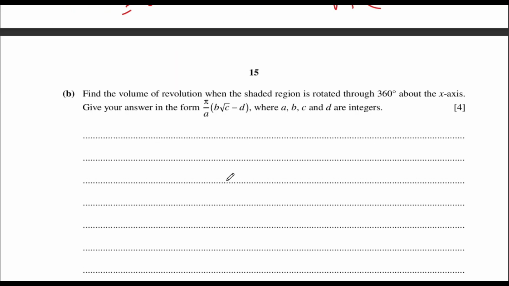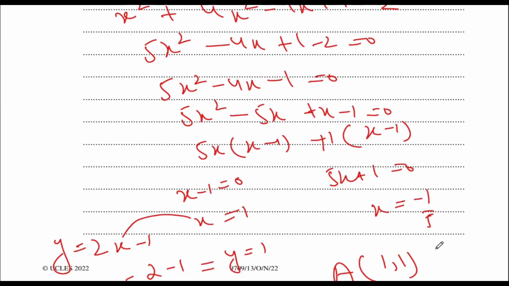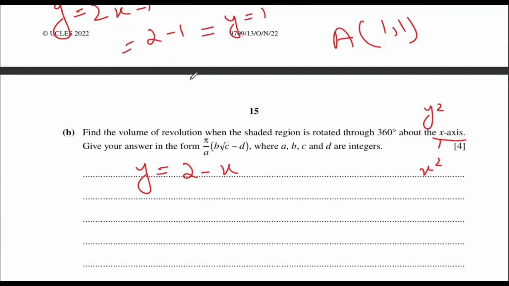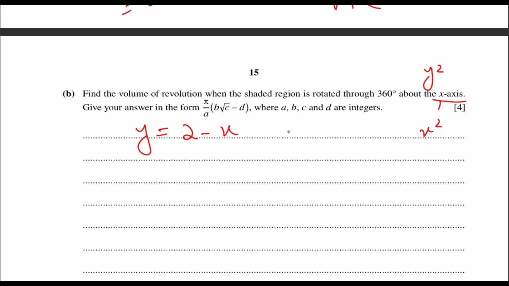Find the volume of revolution when the shaded area is rotated through 360 degrees about the x-axis. Whenever it is rotated about the x-axis, we have to take the square of y. If it was rotated about the y-axis, then we would take the square of x. But in this question we are already given y, and y is equal to root of 2 minus x squared, so y squared is equal to 2 minus x squared.